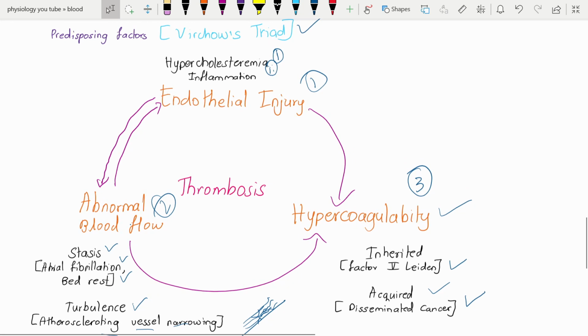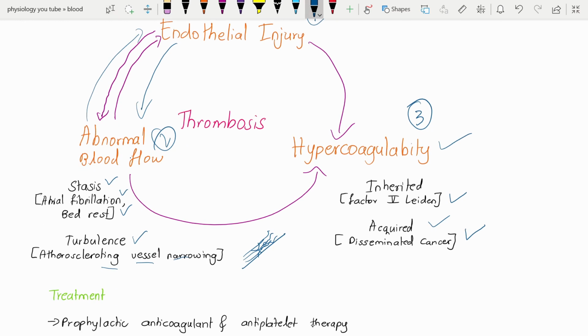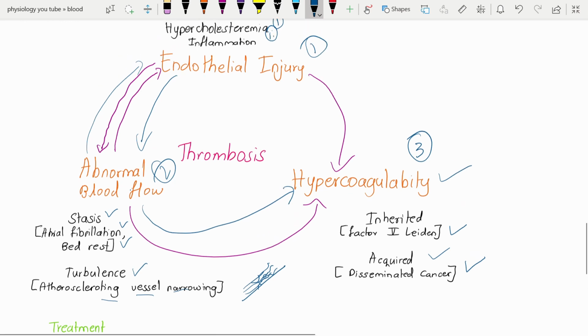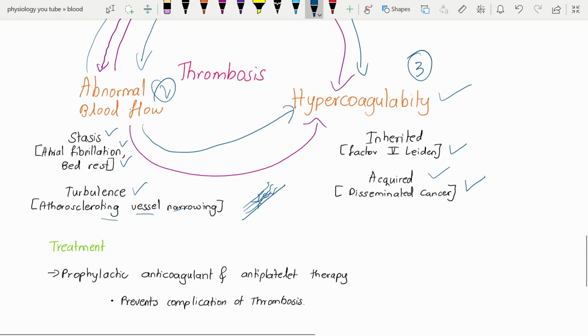These three predisposing factors are interrelated. Whenever there is endothelial injury, that causes abnormal blood flow. If there is abnormal blood flow due to any other cause, that may cause endothelial injury. And this abnormal blood flow may lead to hypercoagulability, due to activation of the clotting mechanism. And whenever there is endothelial injury, that automatically activates the clotting mechanism. Both these cases lead to a hypercoagulable state.